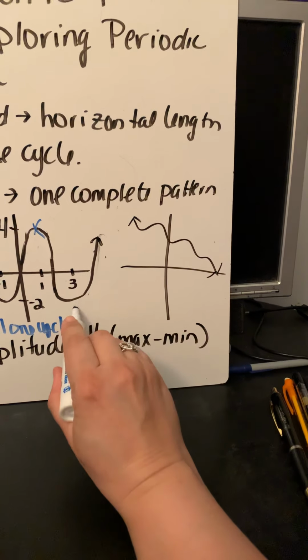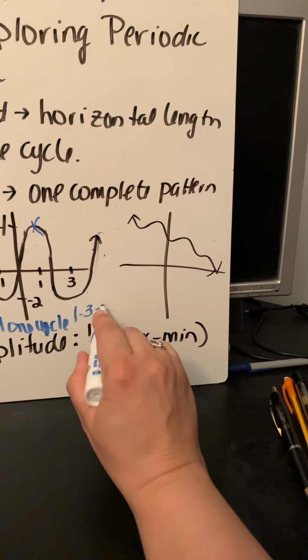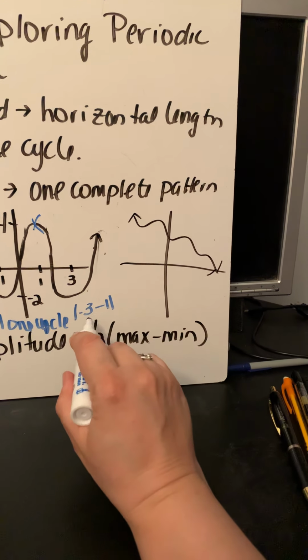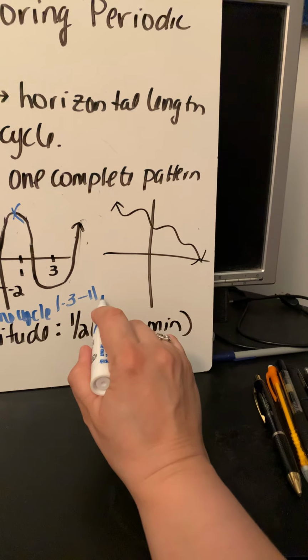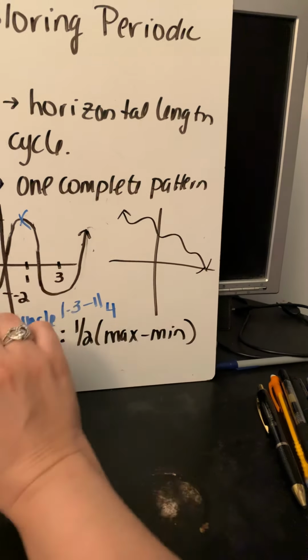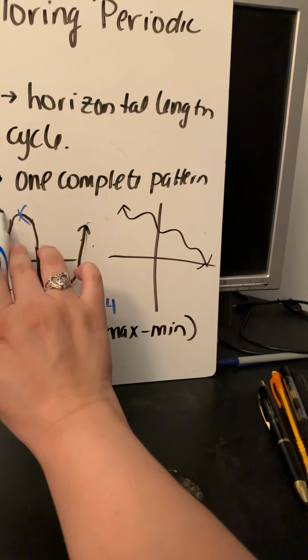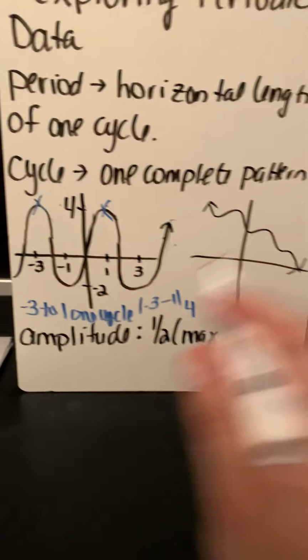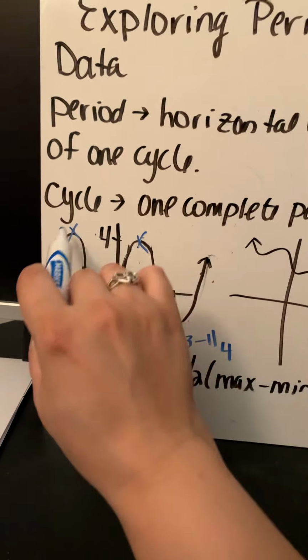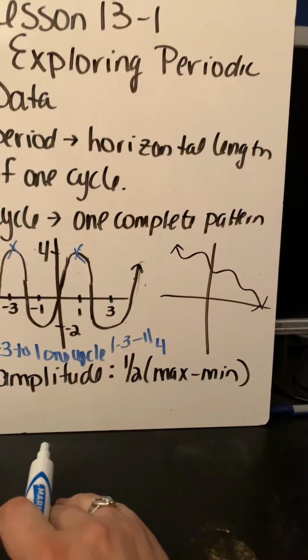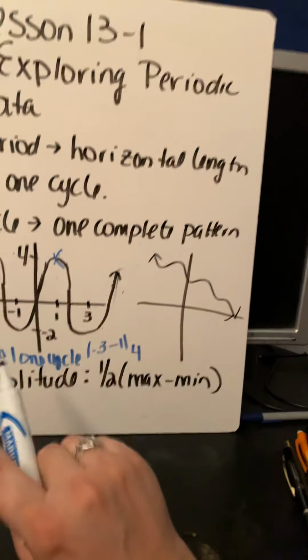So it's the absolute value of -3 minus 1. So this would be -4, so it'd be 4. That means that the period is 4. So it goes 1, 2, 3, 4 units over is one period. Okay, so it's a horizontal length. Pretty easy to find, pretty easy to see, really easy to see the cycle.